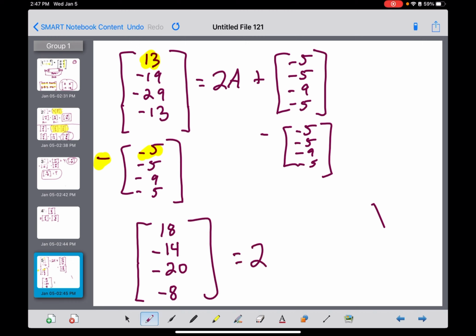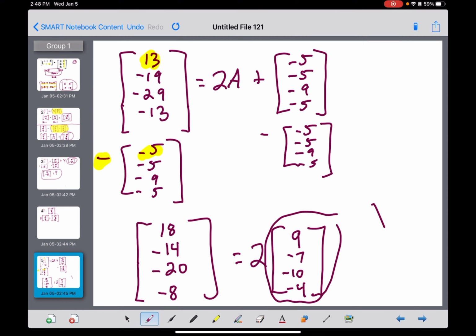That's equal to 2 times some matrix, right? 2 times what is 18? 9. 2 times 9 is 18. 2 times what is negative 14? Does everybody see how I'm doing it? 2 times what is negative 20? 2 times what is negative 8? That right there is your solution.